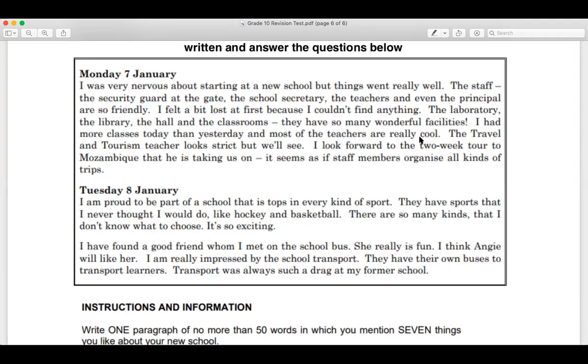Okay, yeah. So the travel and tourism teacher looks strict, but we'll see. Okay? I look forward to the 2-week tour in Mozambique that he's taking us on. Again, so the travel and tourism teacher will take us on a Mozambique trip. I think something like that could be a wonderful flowing sentence. Remember, guys, it's 50 words here, not 50 paragraphs. Okay, so you're looking for ways to condense things.